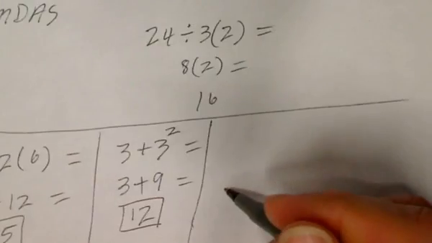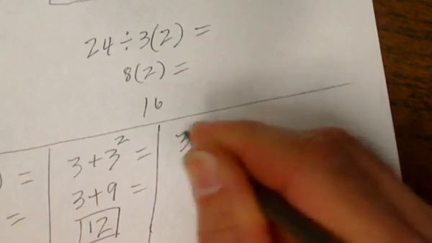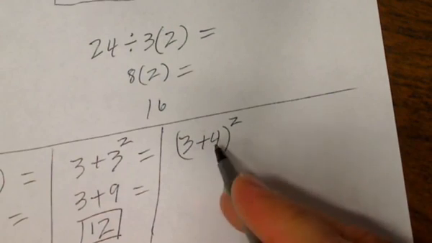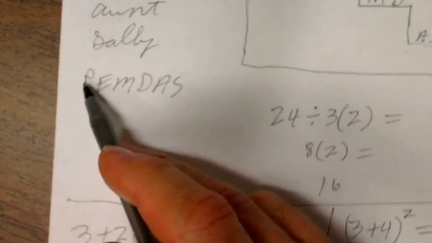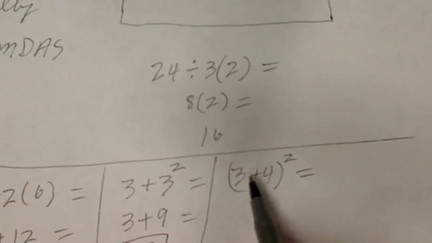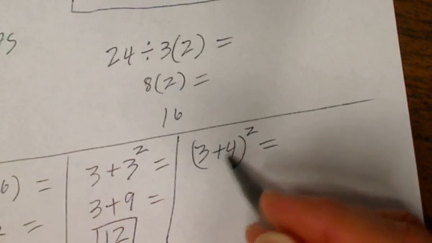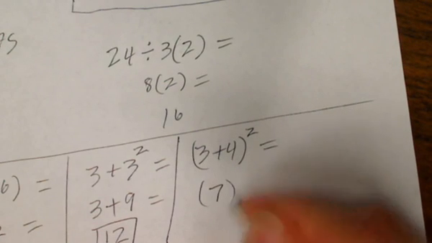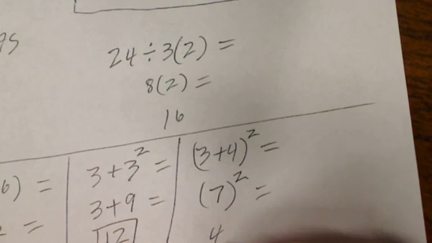Here's another example. 3 plus 4, quantity squared. That is 3 plus 4 inside the parentheses, and all of that is squared. The order of operations tells you to work inside parentheses first. Do not distribute the exponent. You will get the wrong answer. Add the operation inside the parentheses. Addition is the operation. 3 plus 4 is 7. The 7 is in the parentheses. 7 squared is 49.